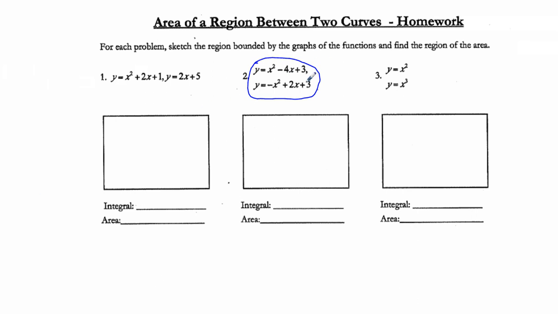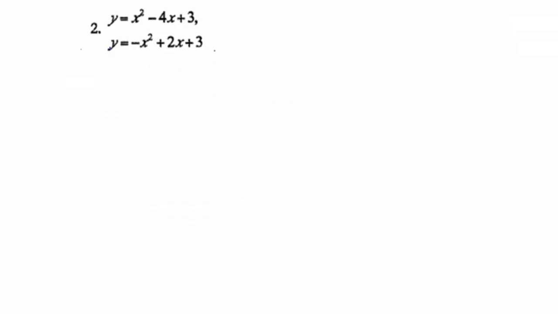We've got two equations in terms of x. So here they are. We have two curves, and we can see that we have two quadratic equations. So we know that our area bounded is going to look something like this. We're going to have a downward opening parabola and an upward opening parabola.